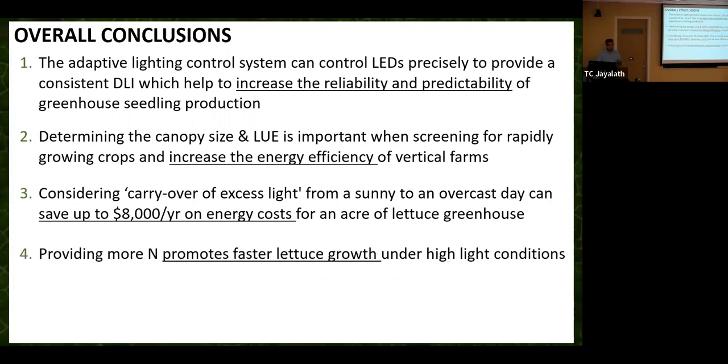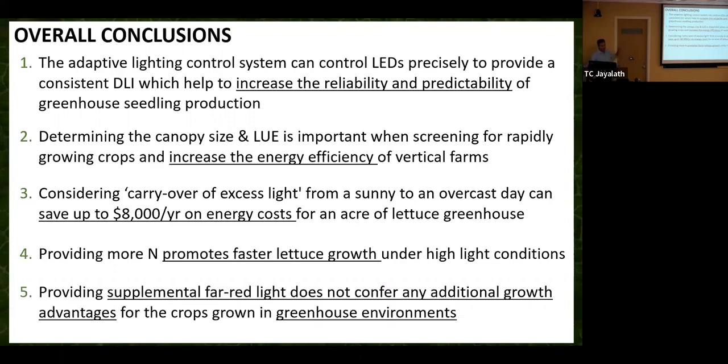And the fourth study, providing more nitrogen promotes faster lettuce growth under high light condition. And the fifth one, you can read this if you need, but it's just saying, don't waste your time trying to find effects of far-red light in the greenhouse.